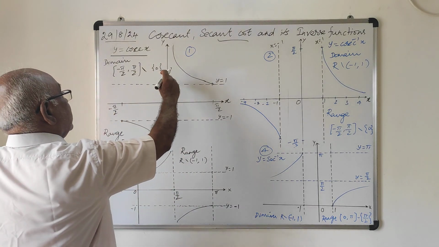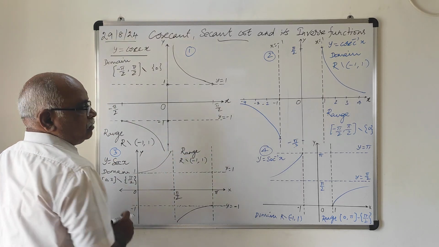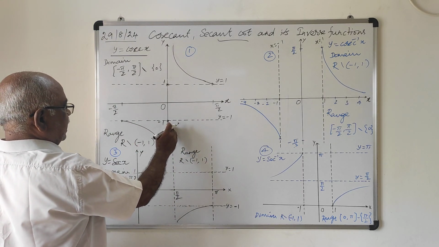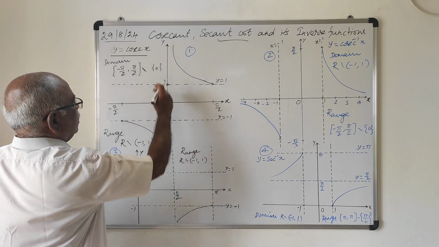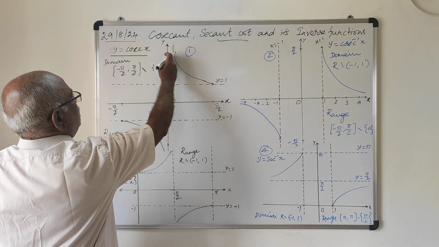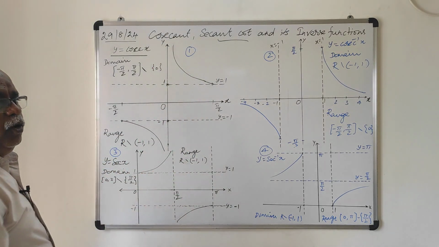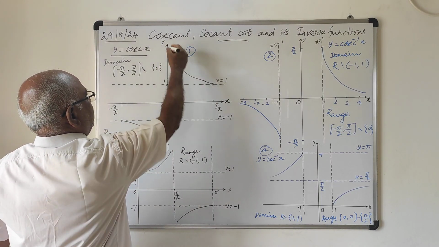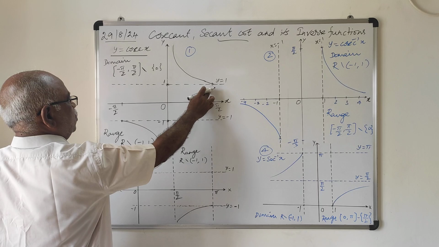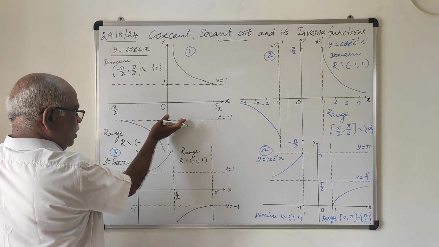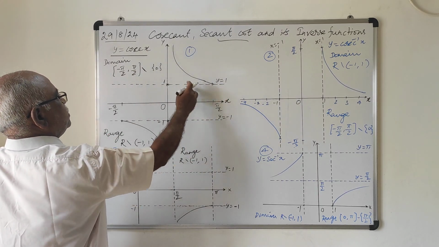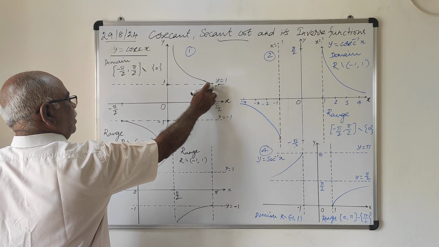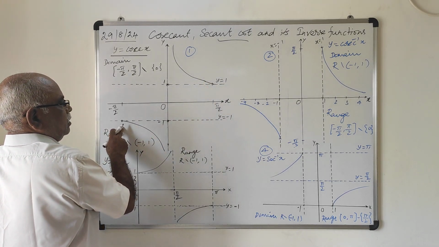That's why the graph is lying above 1 and below minus 1. The interval minus 1 to 1 is not included in the range. Therefore, the graph of this function is below minus 1 and above 1, and also except 0 in the domain. So this is y equal to cosecant x. This is the line y equal to 1 and this is the line y equal to minus 1. Below this and above this, it touches the line at y equal to 1 and y equal to minus 1.